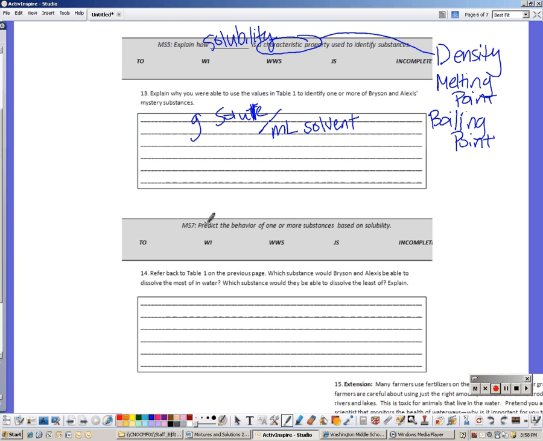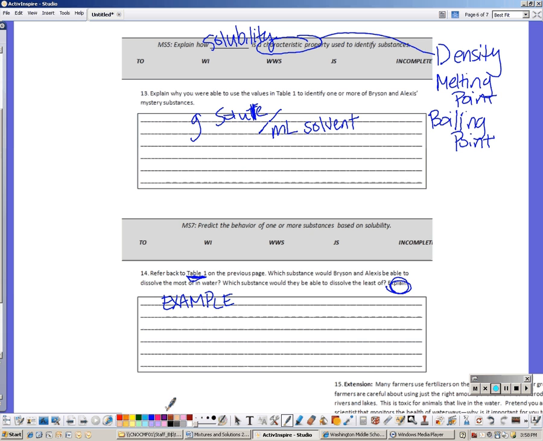For MS7, predict the behavior of one or more substances based on solubility. So again, you refer back to table 1, which is the one at the bottom of the previous page. Which substance would Bryson and Alexis be able to dissolve the most of in water? Which substance would they be able to dissolve the least of? So instead of explaining this particular question, I'm going to give you a different example and let you solve this on your own. Let's say I have, and I'll write that this is just an example.